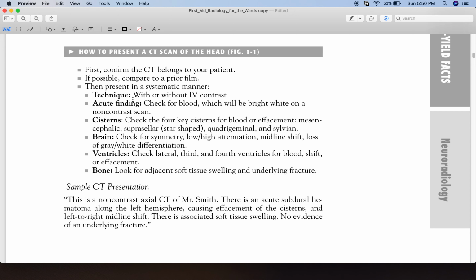First, we check the technique, with or without IV contrast. Second, we see what acute findings we have. Do we have blood, which looks white or bright white? And we check the cisterns. This is very important. Check the four key cisterns for blood or effacement: mesencephalic and suprasellar, which is star-shaped, and quadrigeminal and Sylvian.